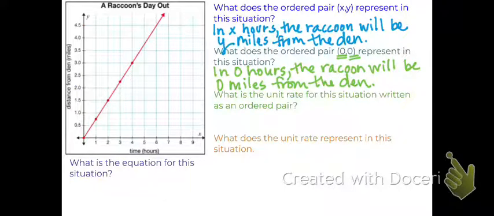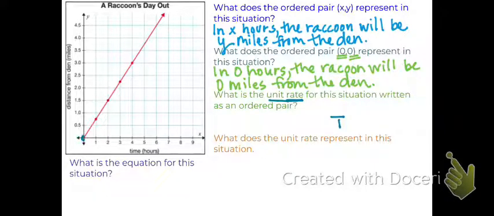The next question is asking for the unit rate. So a rate is the slope. Unit rate is saying that the denominator needs to be 1. So how much change per 1 unit. So let's find the slope of this line. And what we need to do is pick any 2 points.